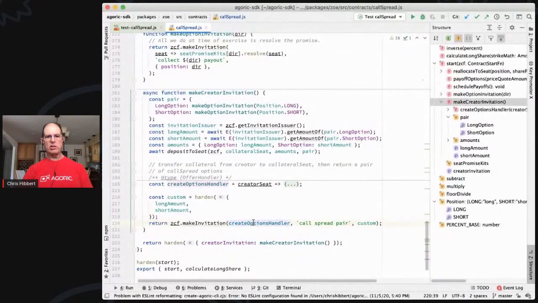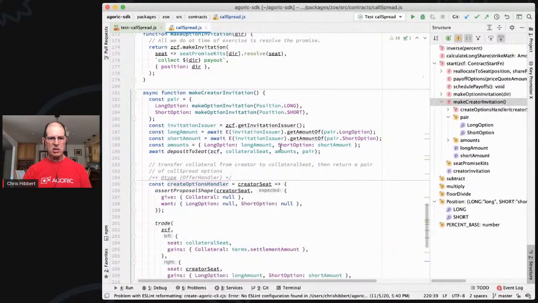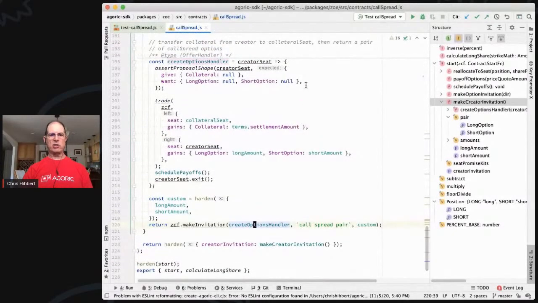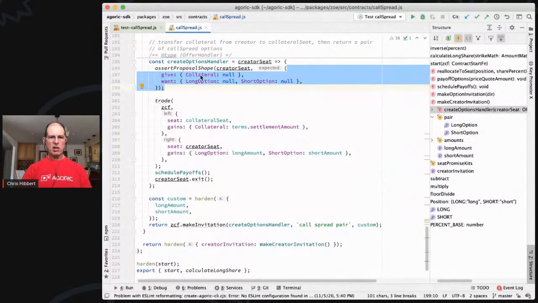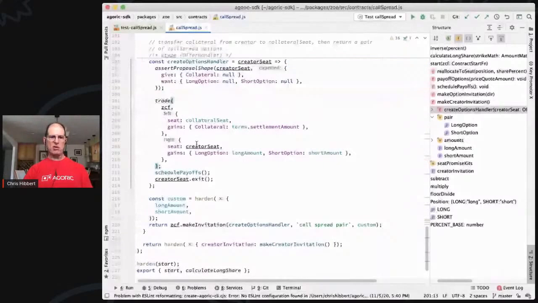When the outer invitation creates the inner invitations, this one actually checks the shape of the proposal to make sure that they specified collateral and the two option positions, and then it trades the settlement amount. The trade takes two arguments, a left argument and a right argument, and says what the two seats are. So the creator seat is here gaining the two options, so that those will be there.